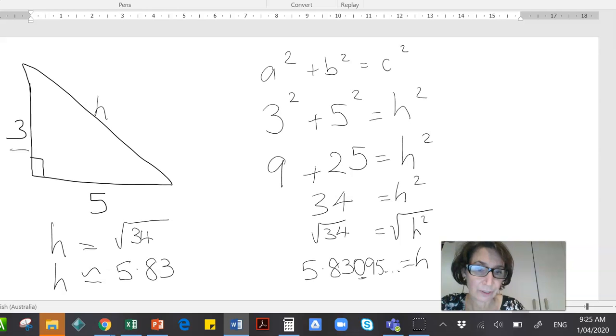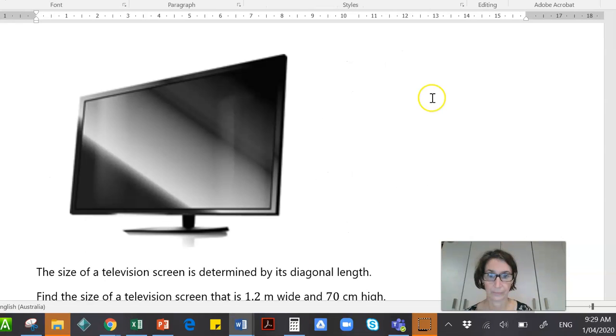Remember, in rounding that we're going to look at the next number. If it's more than 5, we round up. If it's less than 5, we round down. Okay, so this is another example of how to find the hypotenuse.